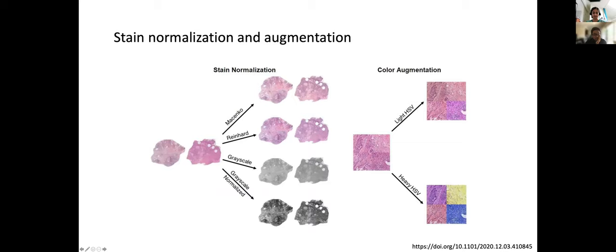And there are already standardized approaches to mitigate this challenge. One is stain normalization, the other is stain augmentation. Stain normalization refers to changes in color characteristics to reduce the effect of stain differences between slides. Stain color augmentation refers to random variations applied to individual tiles or images, so as to induce more variation when training deep learning models.